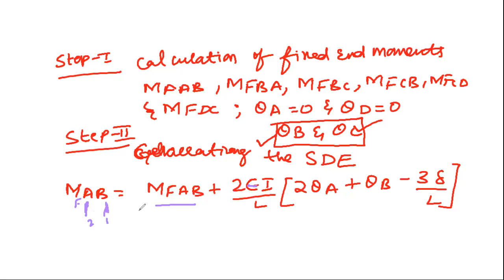So this is 2 times, this is 1 time. In the third term, you have just theta A. A means what here? Theta A. That is 2 theta A, 2 times you multiply, plus theta B minus 3 delta by L. Otherwise, you just remember as per your convenience.